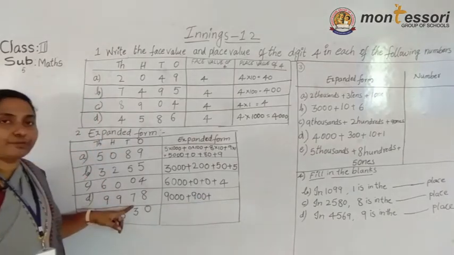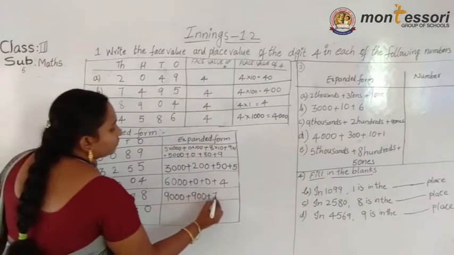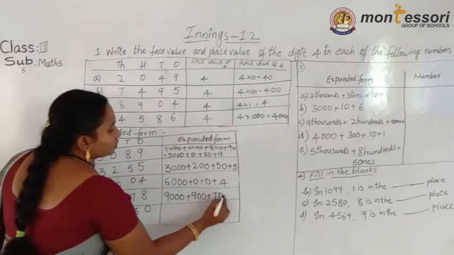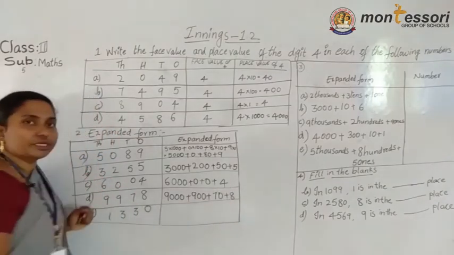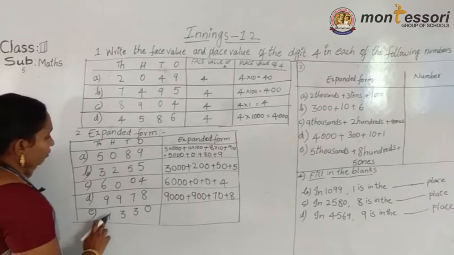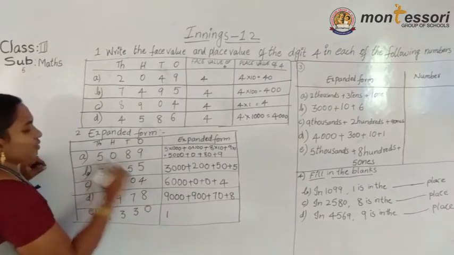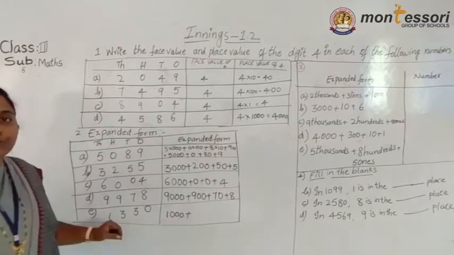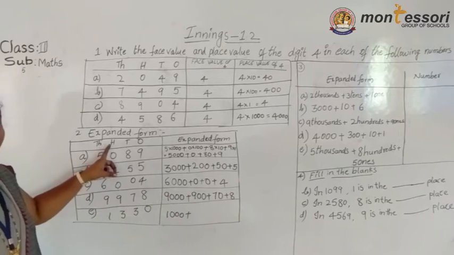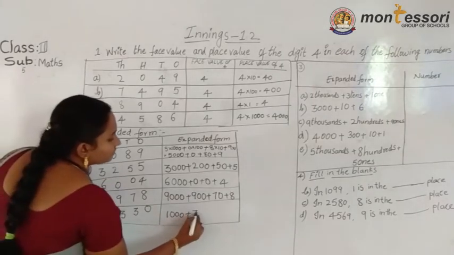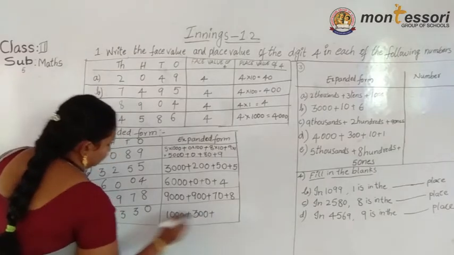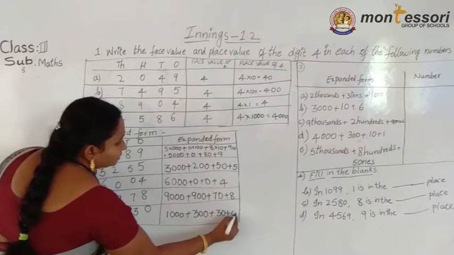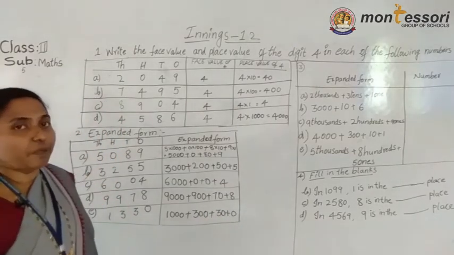And again here what is the number? 7. After 7 how many numbers are there? Only one number. 70 plus 8. Okay, understood? Next one here 1. 1 is in the 1000 place, no? So 1000. And again 3 is in which place? 3 is in the hundreds place. So now 300. Next 3 in the tens place, 30, plus 0. This is the expanded form.